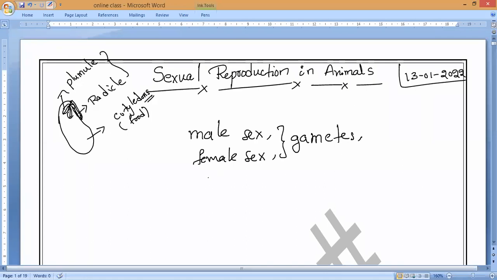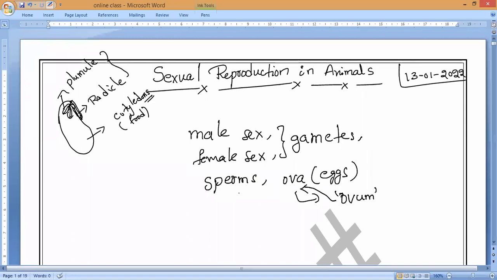In animals, you should know the male gametes are particularly called sperms, and the female gametes are ova. Ova means what we call eggs. Ova is the plural form of ovum, and that is what you have to remember. The ovum or egg is the singular form, and the plural form of ovum is ova. This is before fertilization.